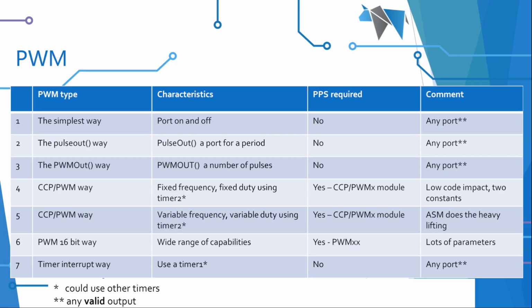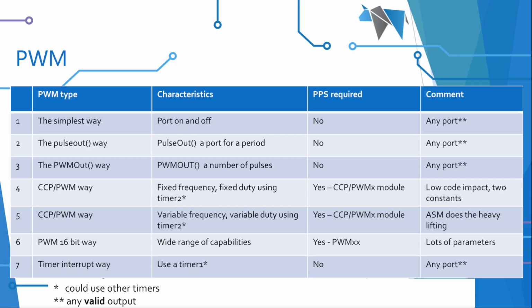Any port. Then there's a fourth way called CCP, which is a module inside of the microcontroller. We're going to show you a fixed frequency, fixed duty method using timer 2. It's not important, it's all calculated for you, but you need to set the PPS. Low code impact, 2 constants, job done. So if you want to just generate a signal, you can turn it on and off. If you just want to generate a signal, very good way. But there's no CPU overload. There's no CPU load using that methodology.